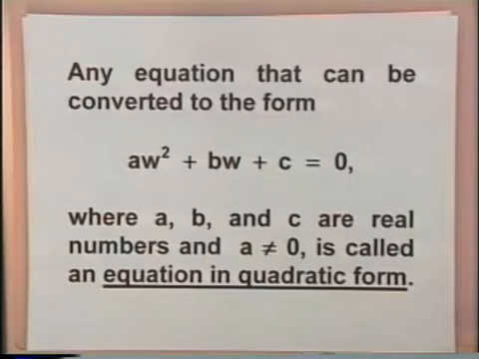I'd like to begin by reviewing what we mean by an equation in quadratic form. Any equation that can be converted to the form AW squared plus BW plus C equals 0, where A, B, and C are real numbers and A does not equal 0, is called an equation in quadratic form.